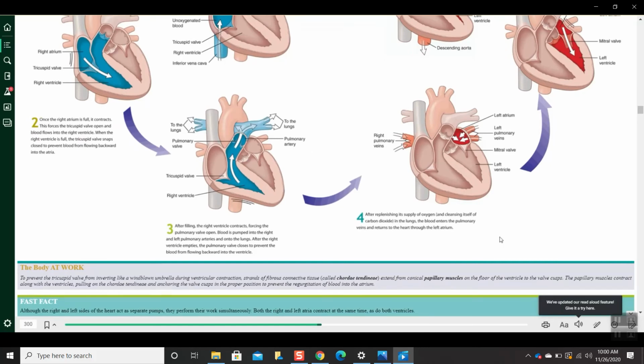And that is the review for this chapter. The questions on the back are questions 1, 2, 3, 4, and 5. I hope you found this review helpful.